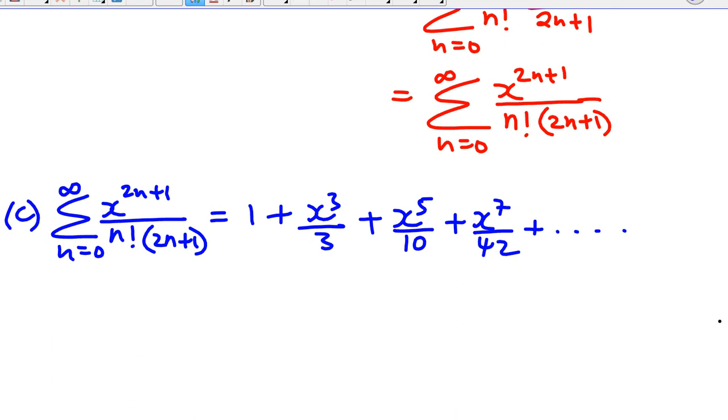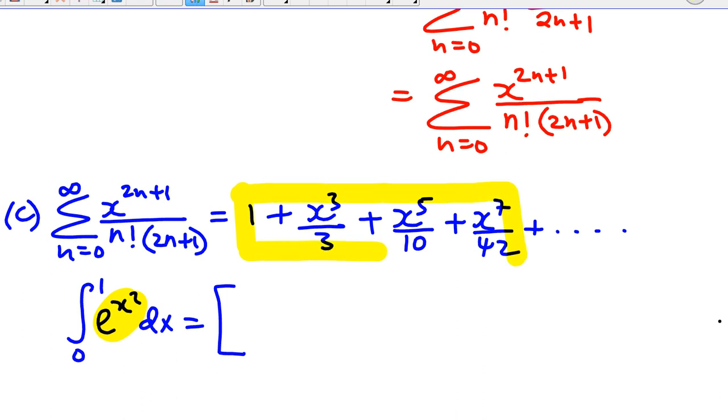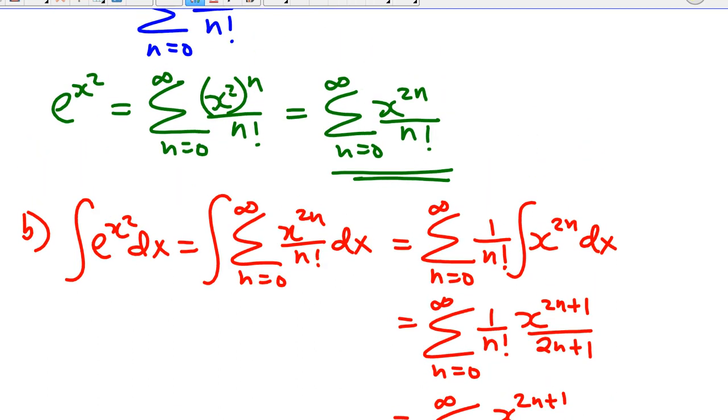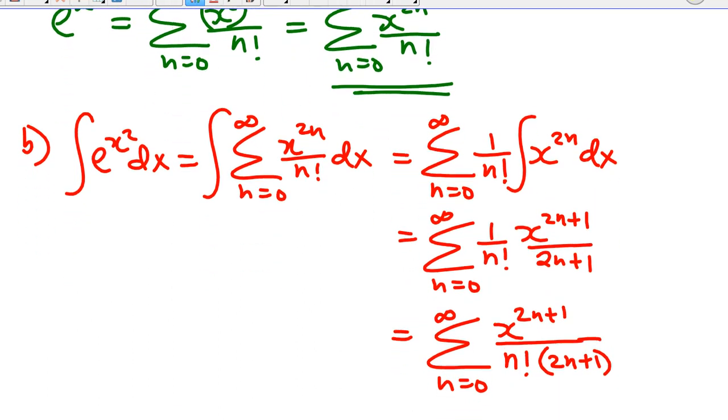Which means that the integral from 0 to 1 of e to the power x squared dx will be, this is an approximate, remember, it's not actual, it's just an approximate. So we know that this bit can be represented by this bit. So that bit can be represented, and that's what we have here, all right? So that bit can be represented up here by that.